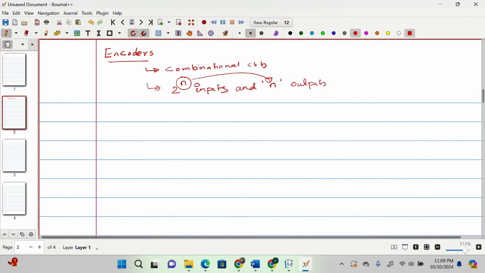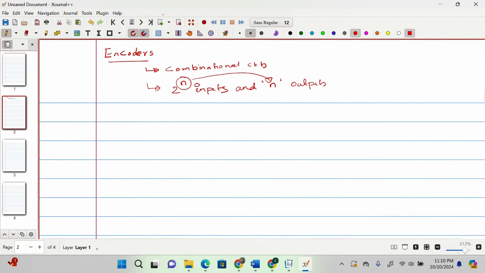Encoder and decoder are both used, based on the application, mostly in communication-level circuits. That we will discuss later. Now we are going to look at the encoder inputs and outputs, how it works, and the important things we need to follow while designing the encoder and decoder circuits.